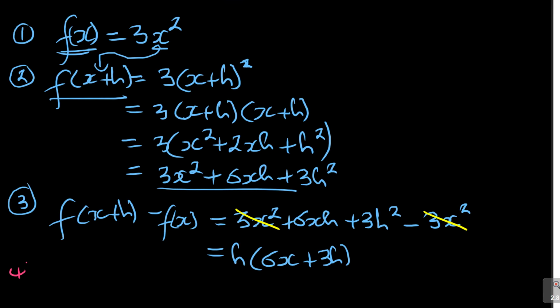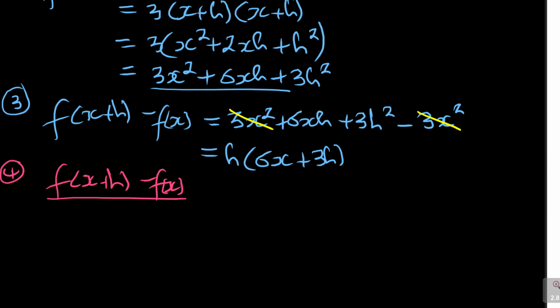Number 4 says you have your f of x plus h minus f of x, and then all over h. You divide by h, and the top one is this one, which has the h squared.